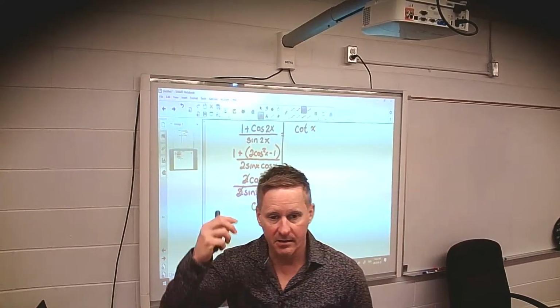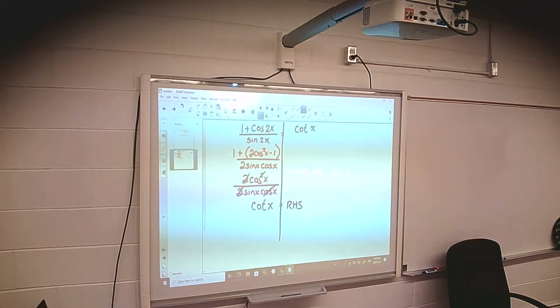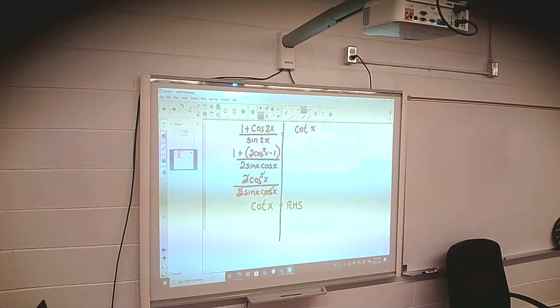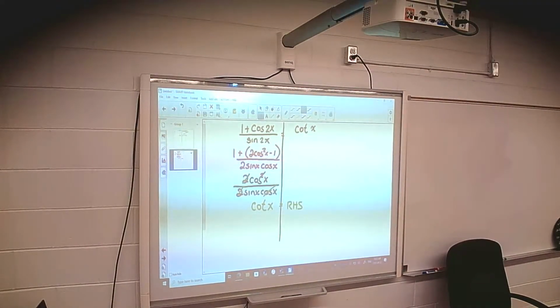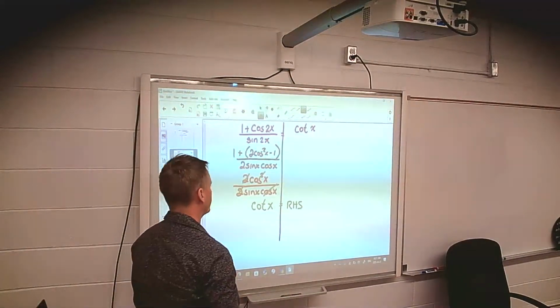I am less concerned with you being able to substitute values in and prove the left-hand side equals the right-hand side. Okay? I don't need you to do that, like putting in 30 degrees for x and then solving. I want the identity work to be done, because that's what's going to be necessary on the exam.